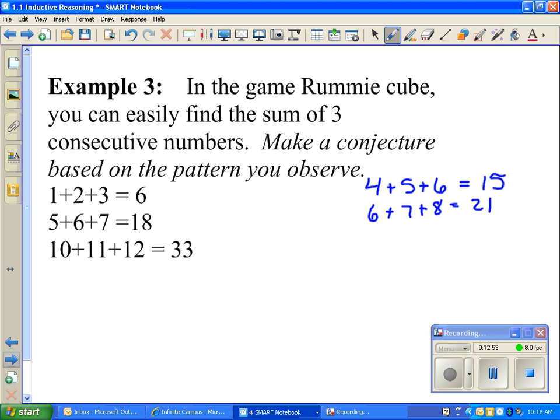Look at that last one. 10, 11, 12, 33 automatically. How many numbers do we have in each group? 3. Something to do with 3.